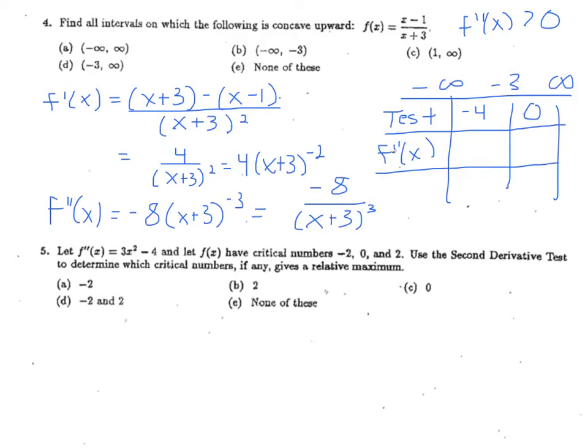And if I plug in a negative 4, it looks like I will get a negative number on the top and a negative number on the bottom. So a positive number, which means I'm concave up. And then if I plug in 0, I'll get a negative number, so I'll be concave down. So I will be concave up for B, negative infinity to negative 3.